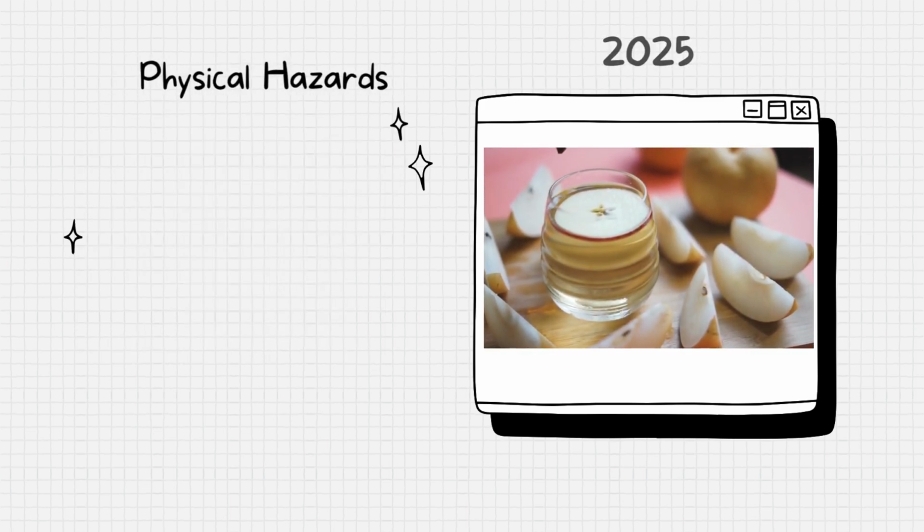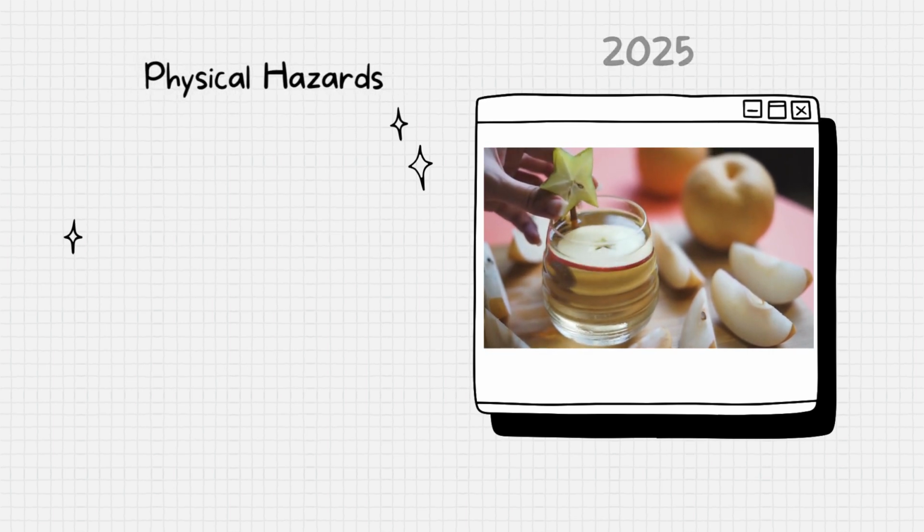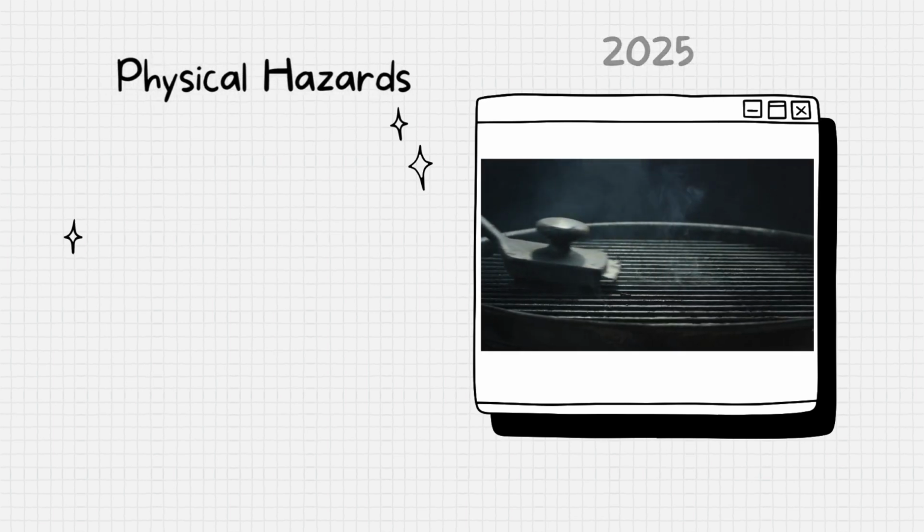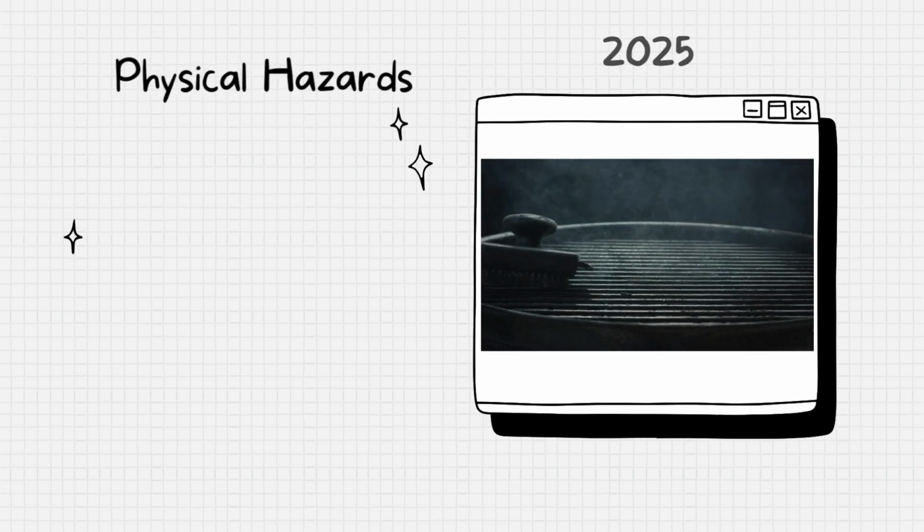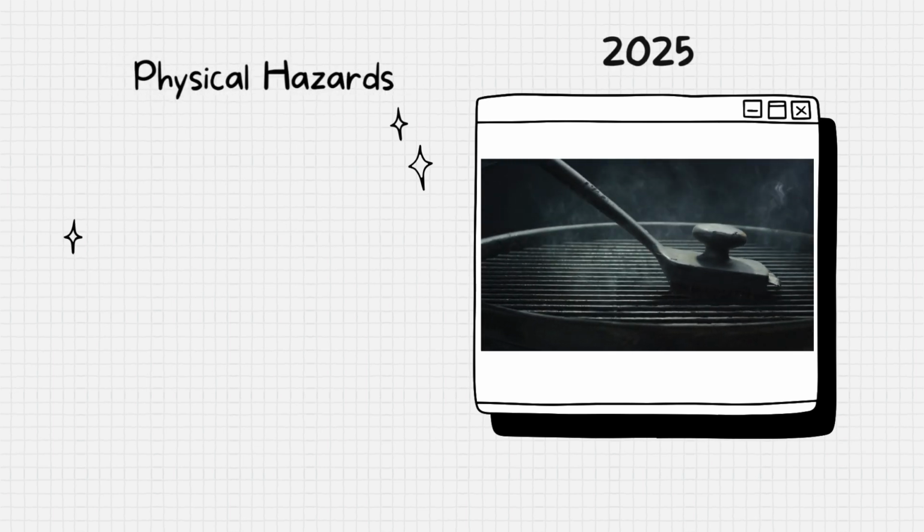A regular physical hazard can include accidental glass or pieces from a metal equipment like a wire scrub brush in a food item.